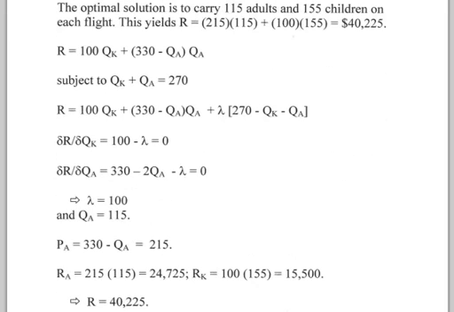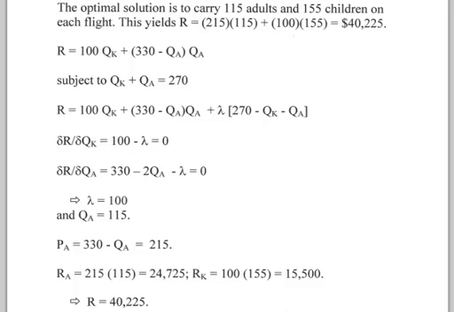The optimal solution here is to carry 115 adults at a price of $215. That leaves 155 empty seats, so we fill those seats with children at $100, and our revenue would be $40,225. That's the highest revenue of any variation of the problem.